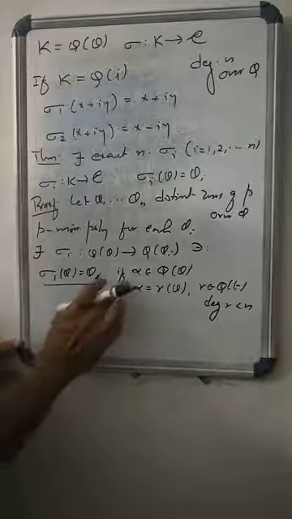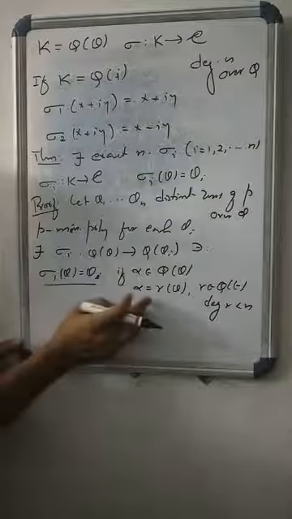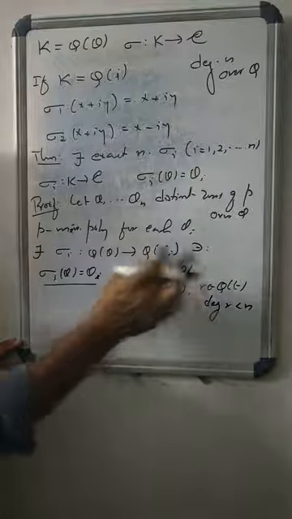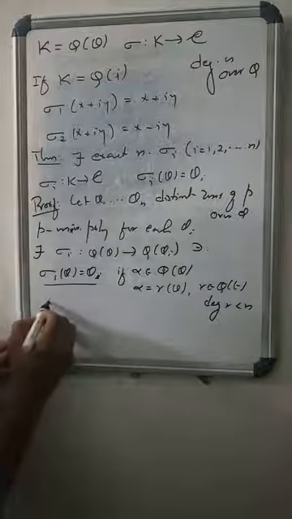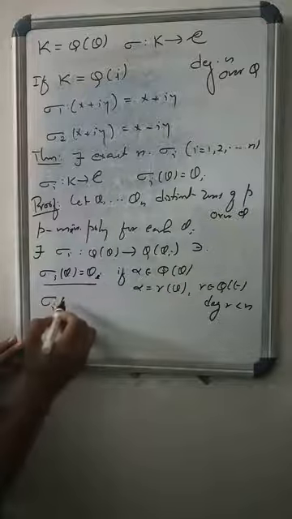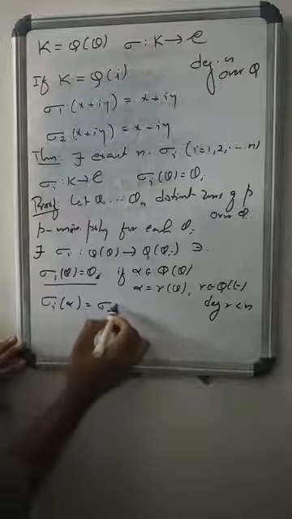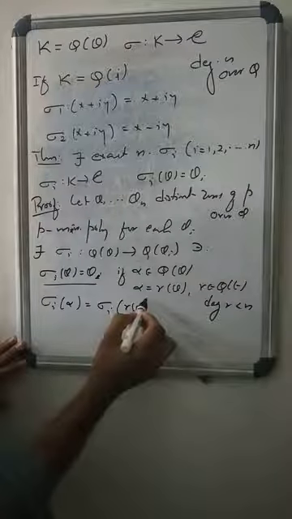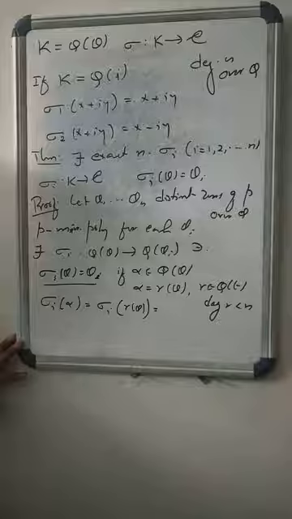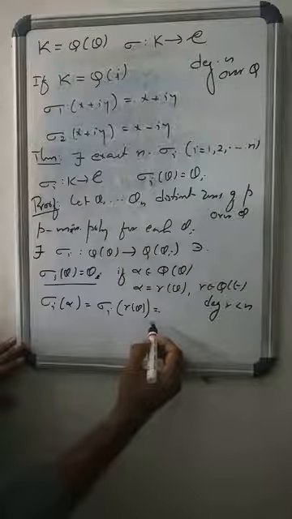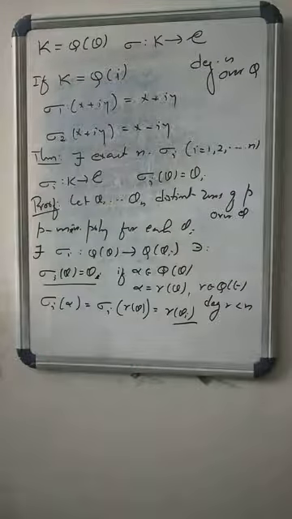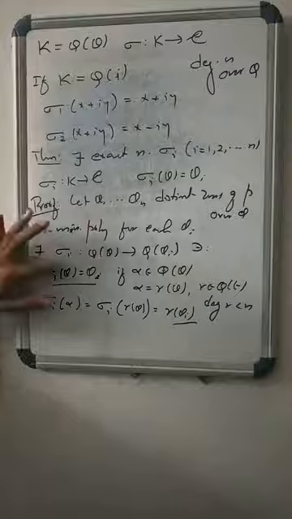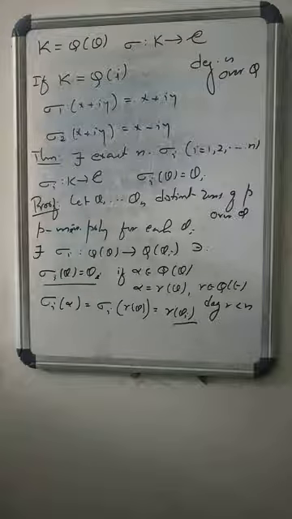Okay. So if alpha falls in Q(theta), then this alpha is written as r of theta, where r falls in Q[t] with degree of r strictly less than n. And sigma i of alpha: what is sigma i of theta? Sigma i of theta is theta i. So sigma i of alpha is sigma i of r of theta. Sigma i of theta is theta i, so sigma i of r of theta is r of theta i. Therefore, it is r of theta i.